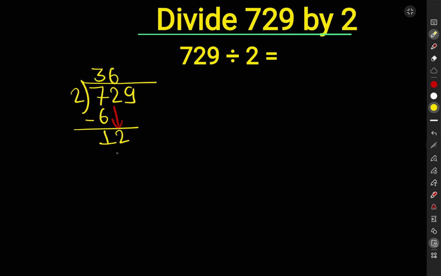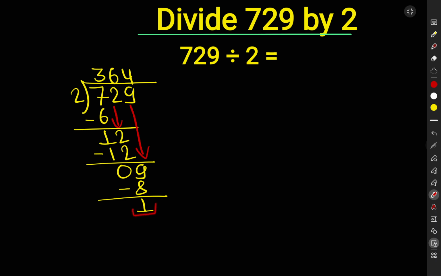So 2 times 6 is 12. On subtracting we get 0. So now we put down this 9 and 2 times 4 is 8. On subtracting we get 1.